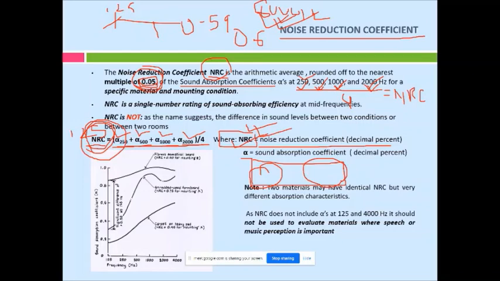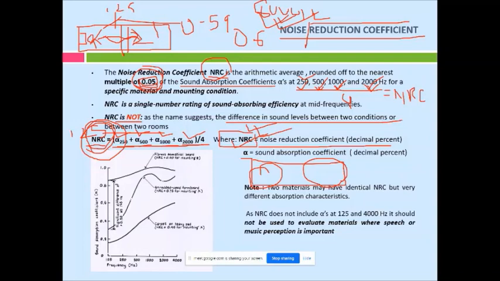And again, NRC is not, as the name suggests, the difference in sound level between two conditions or between two rooms, because this term says noise reduction coefficient. Suppose we are taking a room, we have an adjacent room, this is a common wall, and we have a sound source. Suppose TV or living area is somewhere here, and this is a study room. So obviously sound will be transmitted through this wall, and in that case we can say noise reduction is this much. But NRC is not this kind of thing. NRC is simply the average of sound absorption coefficient. We will have different terminology for that. This is transmission loss. We will discuss it later on, maybe in chapter 3 or 4.